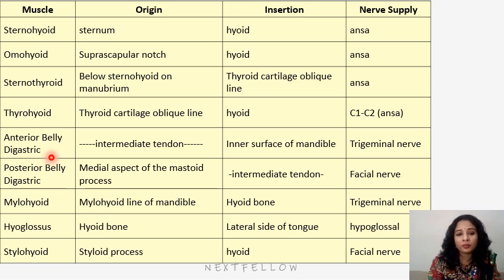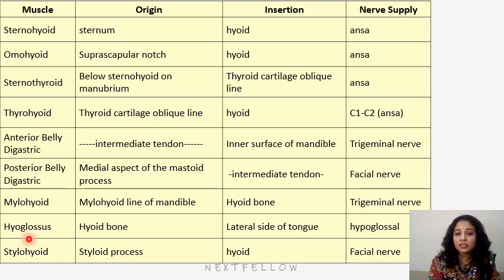Now about suprahyoid muscles. Anterior belly, posterior belly, these are the suprahyoid muscles. Anterior belly developmentally is from the first pharyngeal arch, so it is supplied by the mandibular nerve, branch of the trigeminal nerve. Posterior belly developmentally is from the second pharyngeal arch, so it is supplied by the facial nerve. Mylohyoid is from the first pharyngeal arch, and it attaches to the hyoid bone and gets origin from the mylohyoid line of the mandible, and this is also supplied by the mandibular nerve, that is the branch of trigeminal.